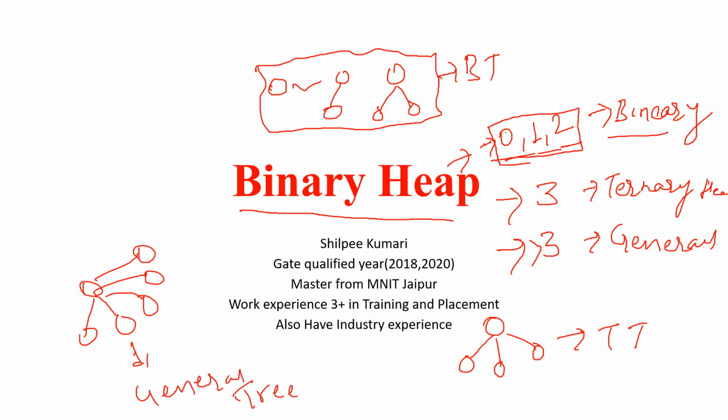Because of that, if the heap tree property is followed by this tree, that is called the general heap. If the heap tree property is followed by this tree, that is called the ternary heap. And if the heap tree property is followed by this tree, that's called a binary heap. Now we'll see what tree property the binary heap data structure follows.